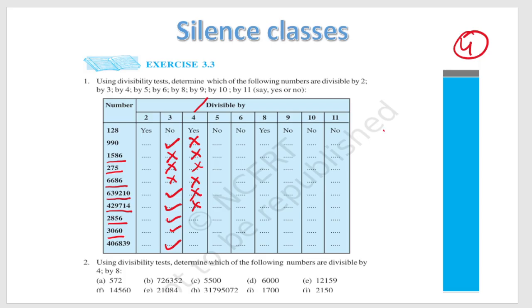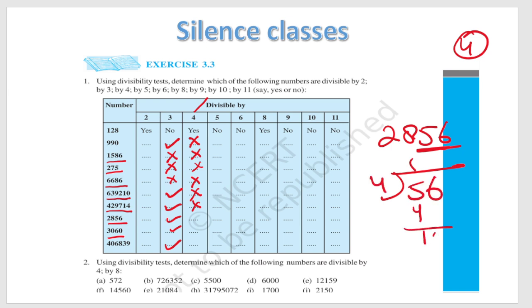Now next, 2856. Let's take the last two digits of the number, that is 56. 4 ones are 4, 4 fours are 16. This means this 56 is divisible by 4. This means this number is also divisible by 4.